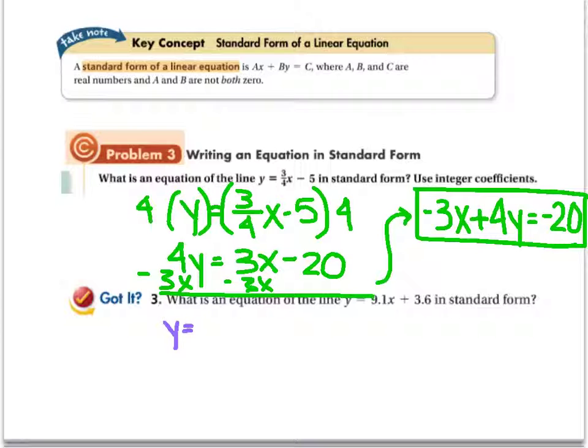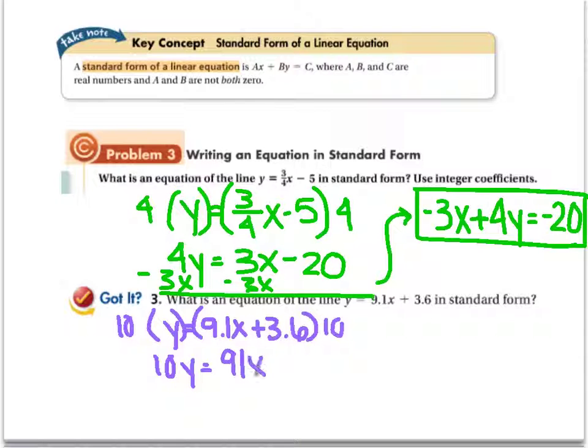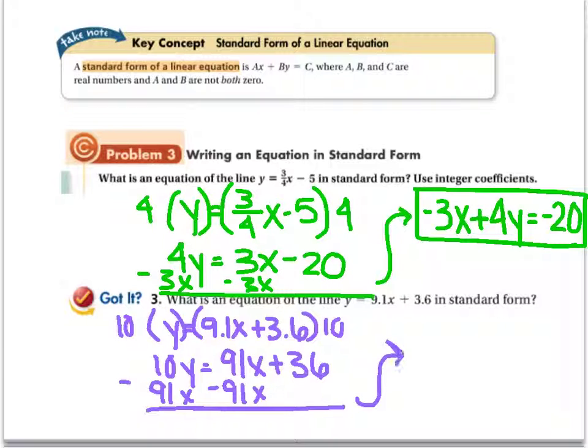We have the line y equals 9.1x plus 3.6. We want it in standard form, but let's get rid of the decimal first. Morgan? Multiply by 10. Very good. What you do to one side, you must do to the other. 10y equals 91x plus 36. What would I need to do to get it into standard form? Yu-Chen. Very good. And can somebody tell me the standard form of this equation? Cody. Negative 91x plus 10y equals 36. Very good.